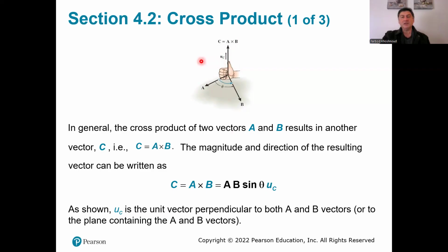And notice that we can use the right-hand rule. In this case, the right-hand rule shows that if you bend your fingers from vector A to B, the thumb shows the direction of the cross product.